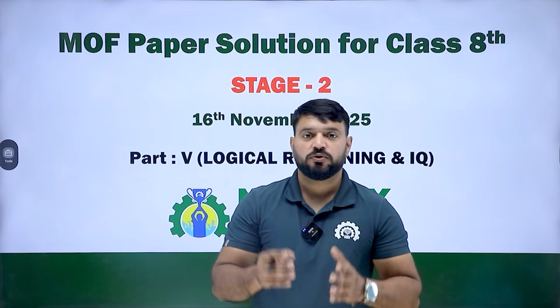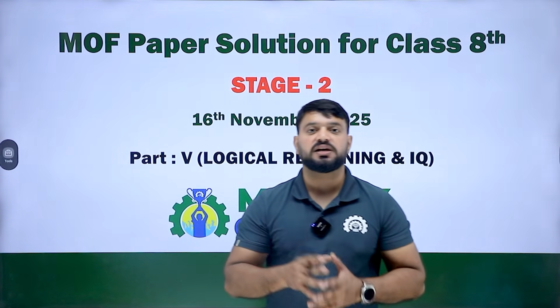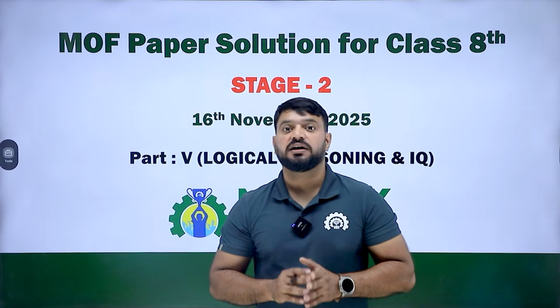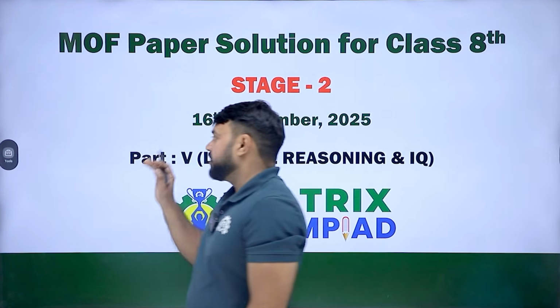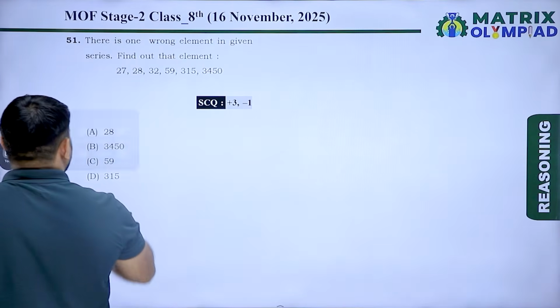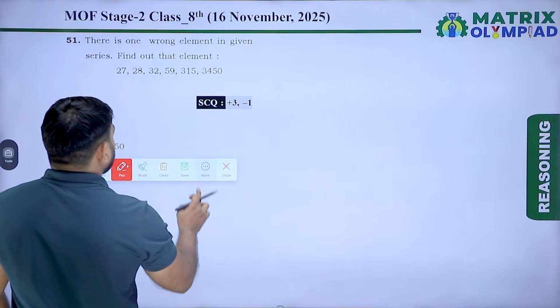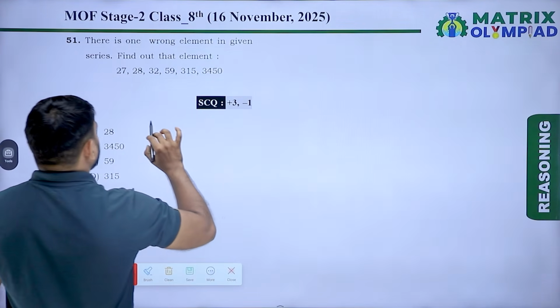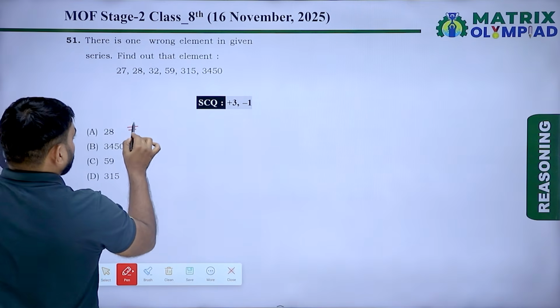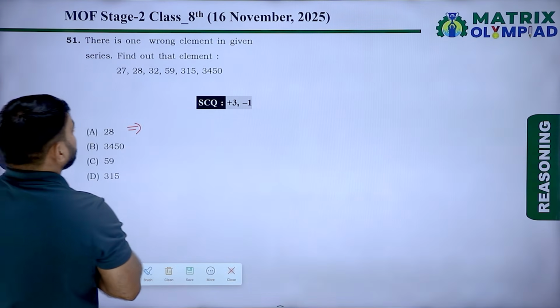Hello student, welcome to this channel. We are here to discuss the solution of the logical reasoning section of class 8. Hope you performed very well. So let's get started. Now here, question number 51. Find the wrong number of the given number series. First, find the pattern of the given number series.